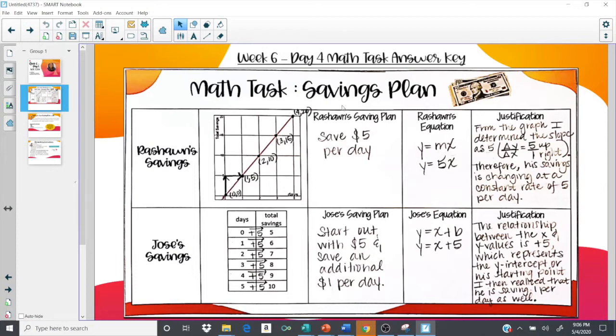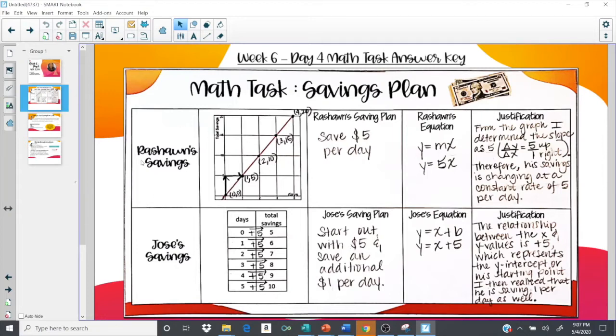So the math task was titled Savings Plan. Rayshawn and Jose are saving money for a school trip. Each boy is keeping track of their savings in a different way. So you were supposed to use the data below and give a detailed explanation of how they are saving their money, using multiple representations.